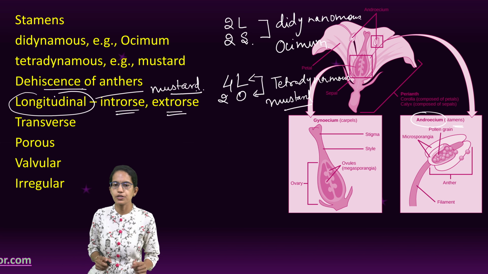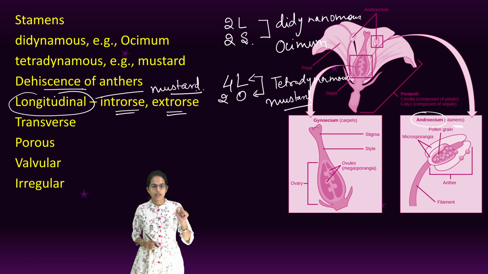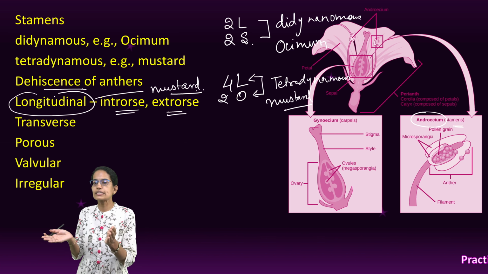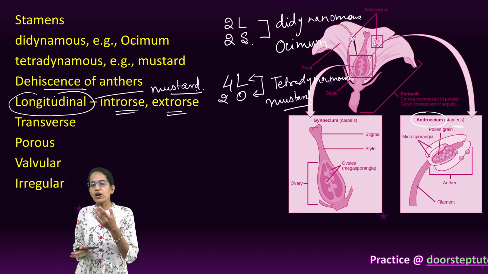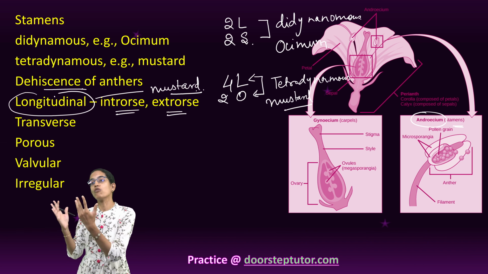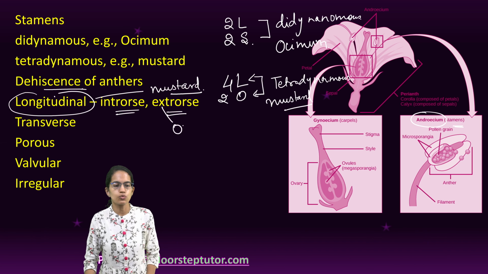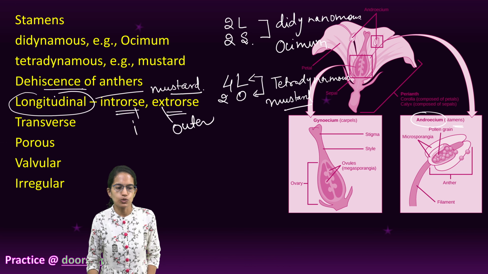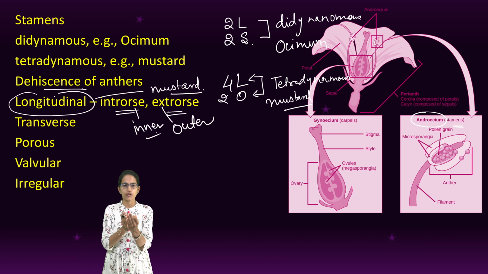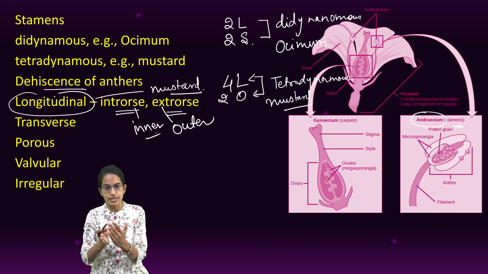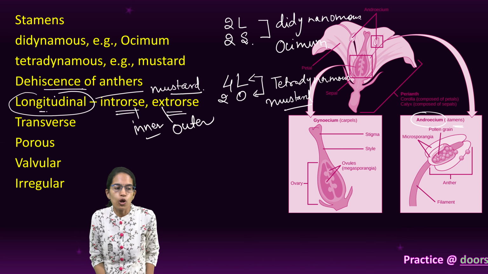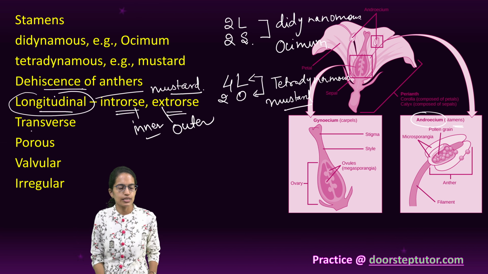Now this longitudinal, as I said, could be introrse or extrorse. Introrse is a slit towards the inner side, or the center of the flower. Extrorse is the slit towards the outer side of the flower. So it is towards the outer side, and introrse is towards the inner side. So where the slit actually is, is the important thing. So longitudinal is longitudinal in nature.